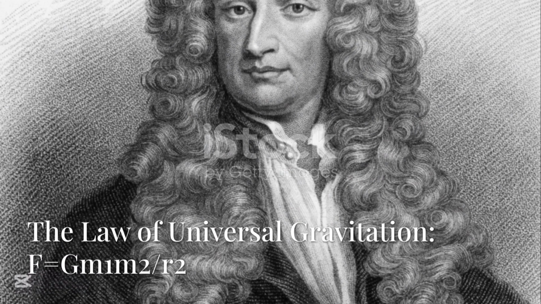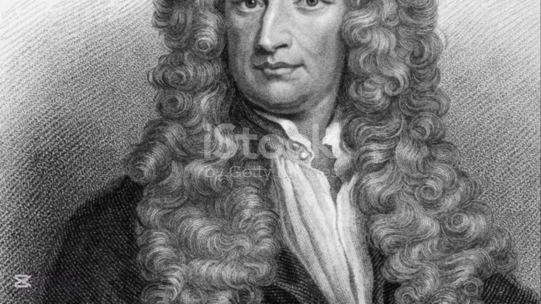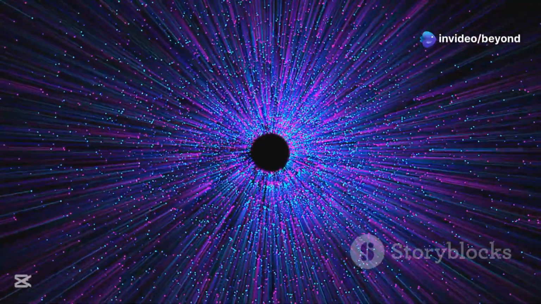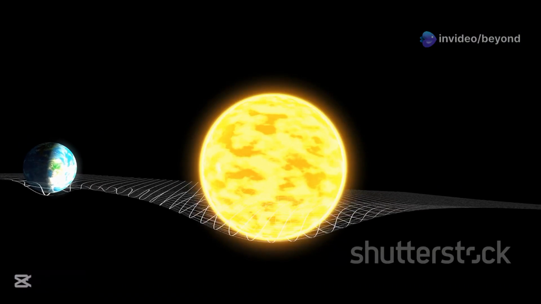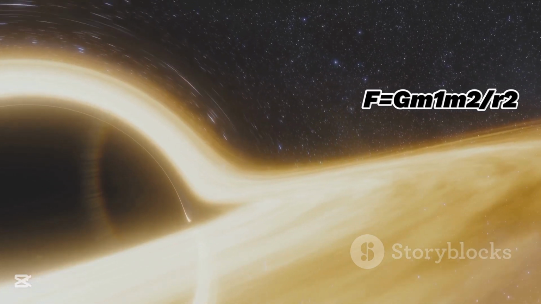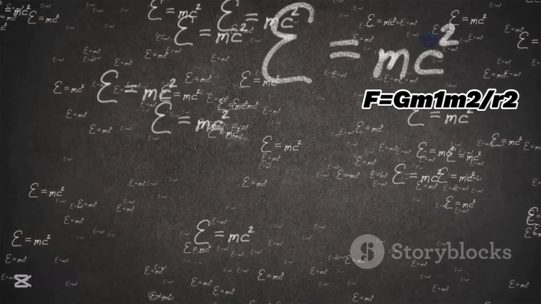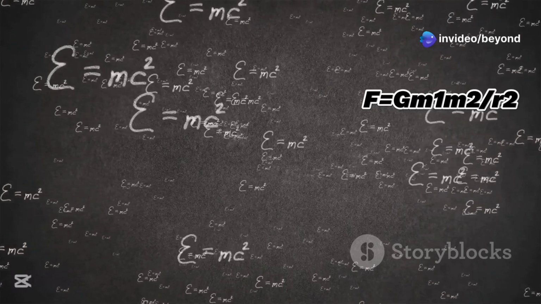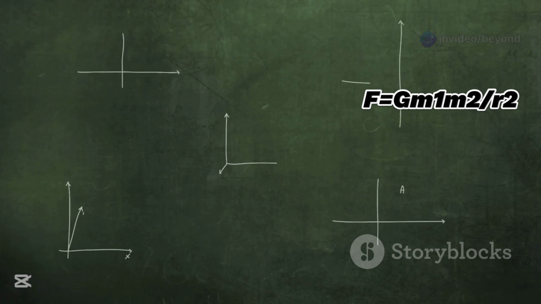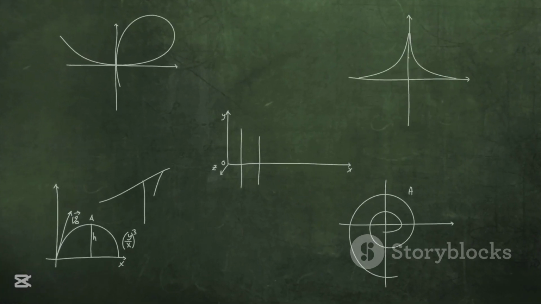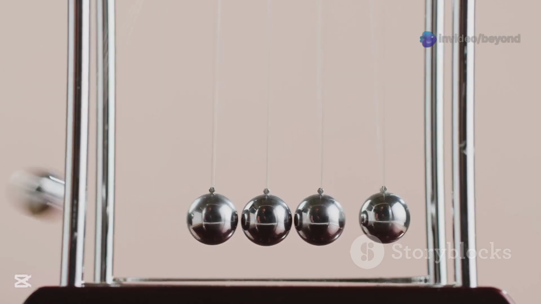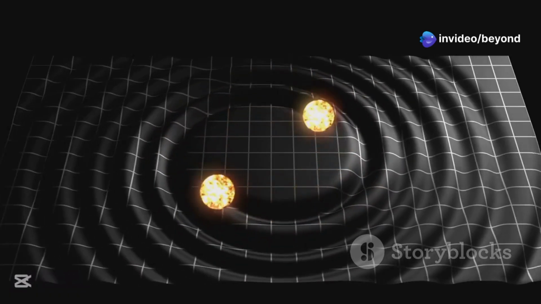In 1687, Newton formulated his law of universal gravitation, which states, every particle of matter in the universe attracts every other particle with a force that is directly proportional to the product of their masses and inversely proportional to the square of the distance between them. The formula for this law is F equals G multiplied by the product of m1 and m2 divided by r squared, where F is the gravitational force, G is the gravitational constant, m1 and m2 are the masses, and r is the distance between their centers.